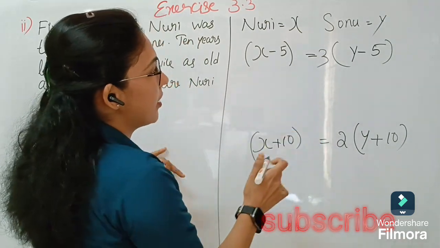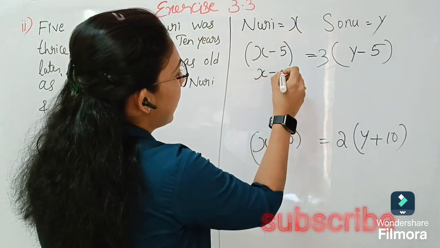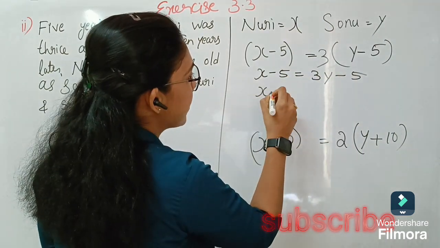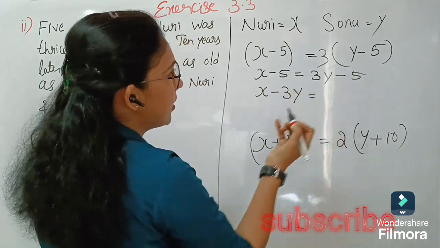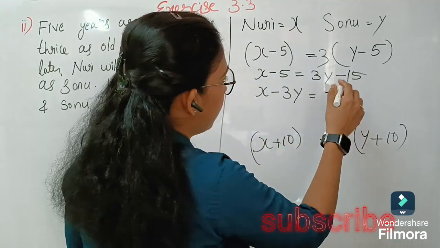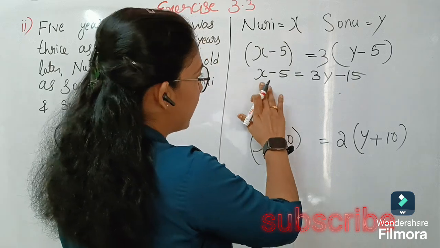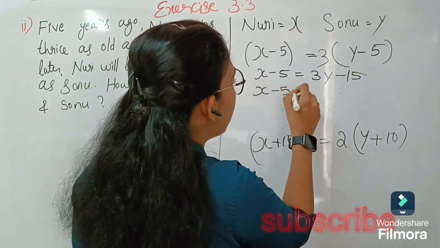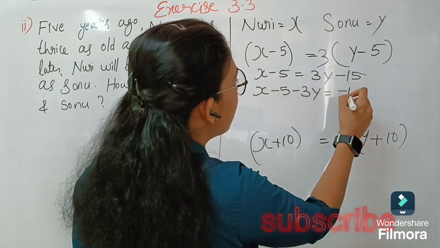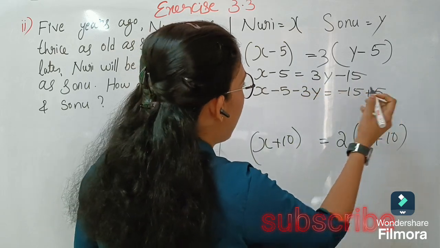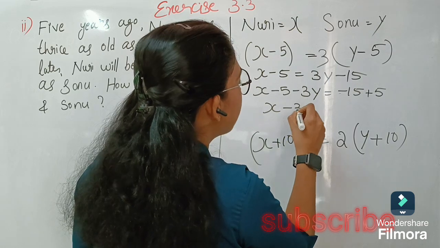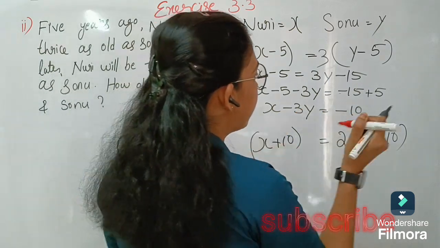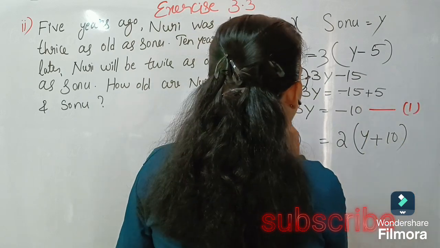So now rearrange all these equations. X minus 5 is equal to 3 times Y minus 5, that is X minus 5 is equal to 3Y minus 15. X minus 5 minus 3Y is equal to minus 15 plus 5, that is X minus 3Y is equal to minus 10. So this is equation number 1.